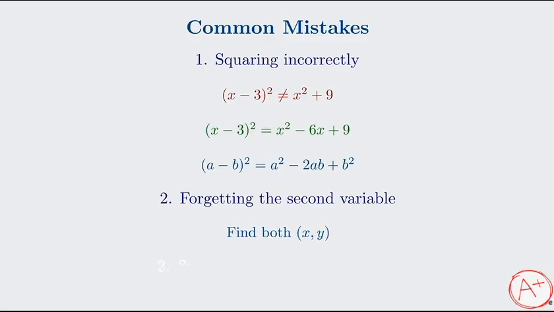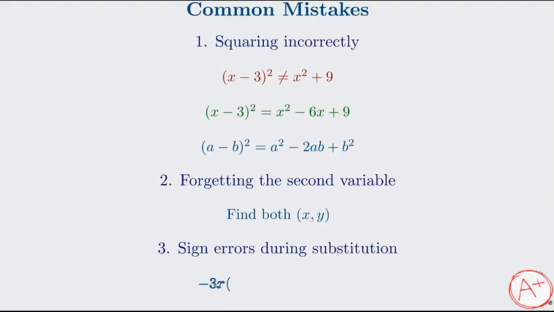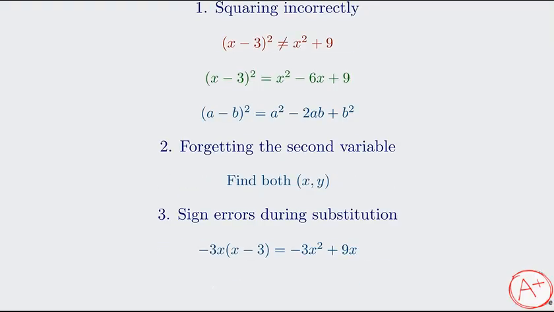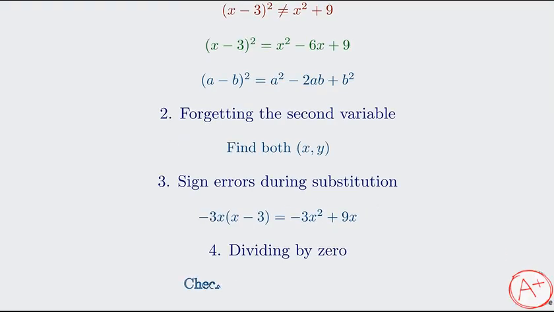When substituting an expression like x − 3 into a term like −3 by y, be very careful with the negative sign. Distribute the negative throughout the entire bracket. −3x times (x − 3) becomes −3x² + 9x. When using the division method for products of variables, ensure the variable you are dividing by cannot be 0. In most IGCSE questions, the context or equation will imply non-zero values.